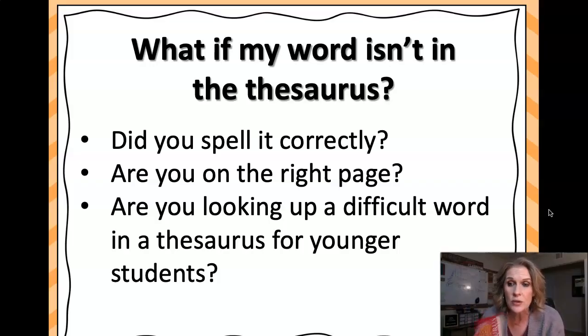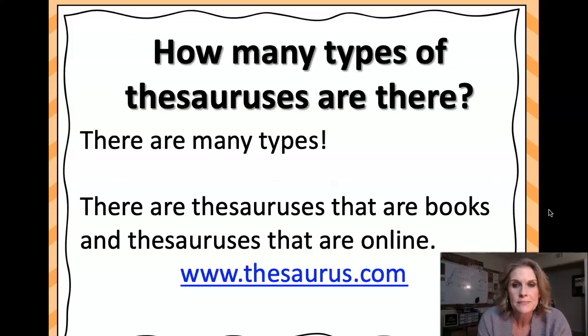We can also look up words that mean the opposite, antonyms. How many types of thesauruses are there? There are many types. There are books and thesauruses online. I suggest that you use www.thesaurus.com for this week's activities if you don't have a paper thesaurus at home.